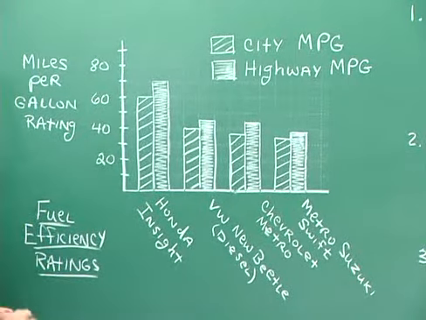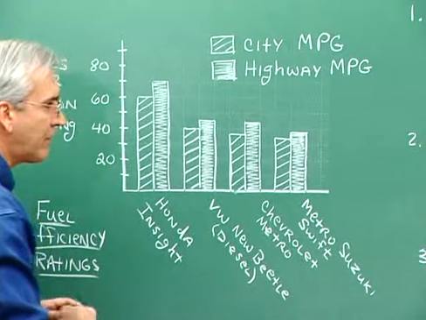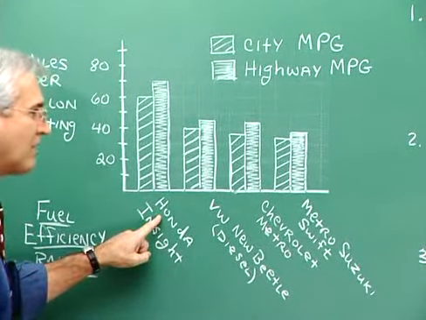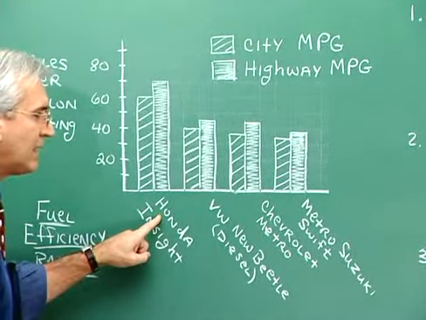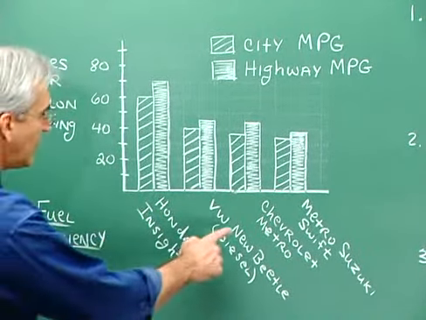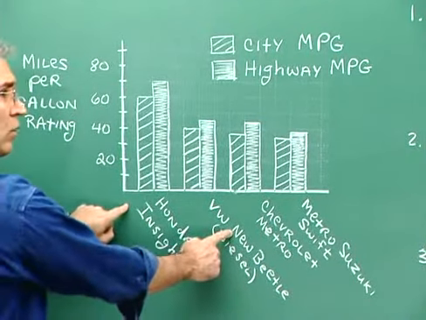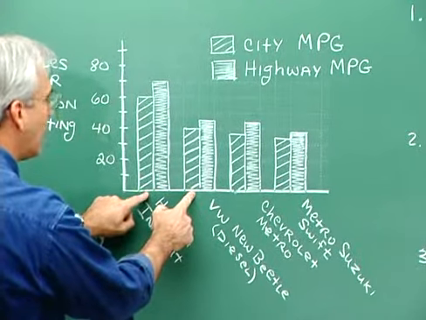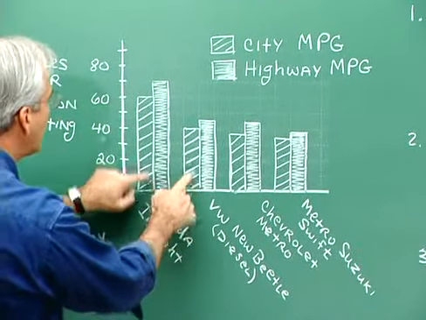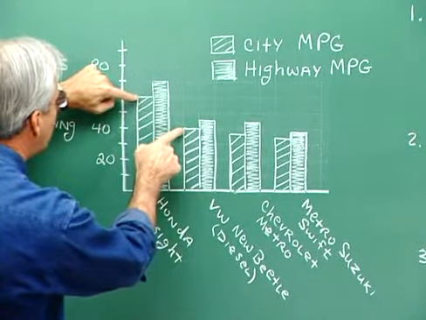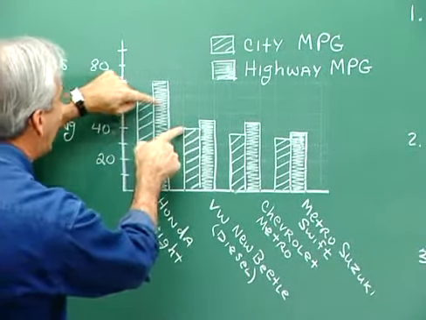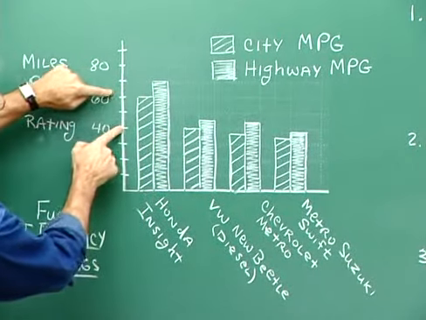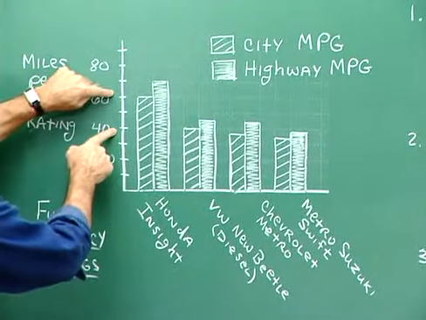Next question says, estimate the difference between the fuel efficiency of the Honda Insight in city driving and the fuel efficiency of the VW Beetle in city driving. So here's the VW Beetle, here's the Honda Insight. We're looking at city driving only, and that's the striped bar for both of them. We're looking for the difference between these two. So we need to look at the numbers at the left of the top of these two bars. We're looking at the difference between 60 and 40, and that would be 20 miles per gallon.